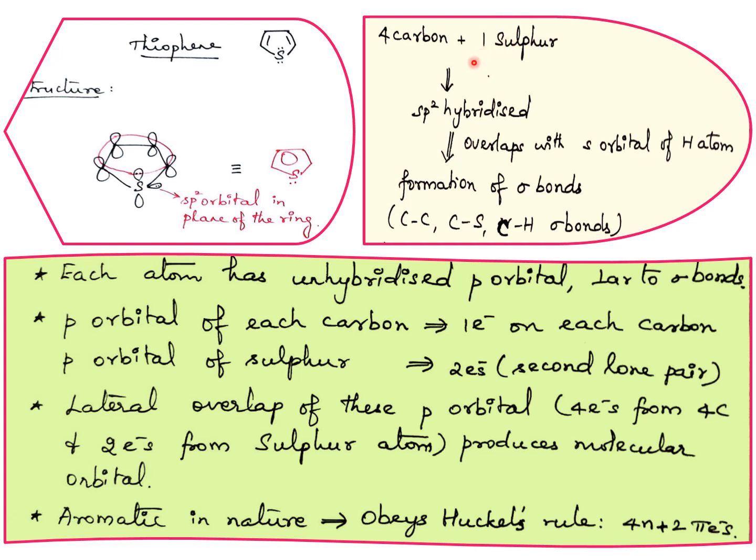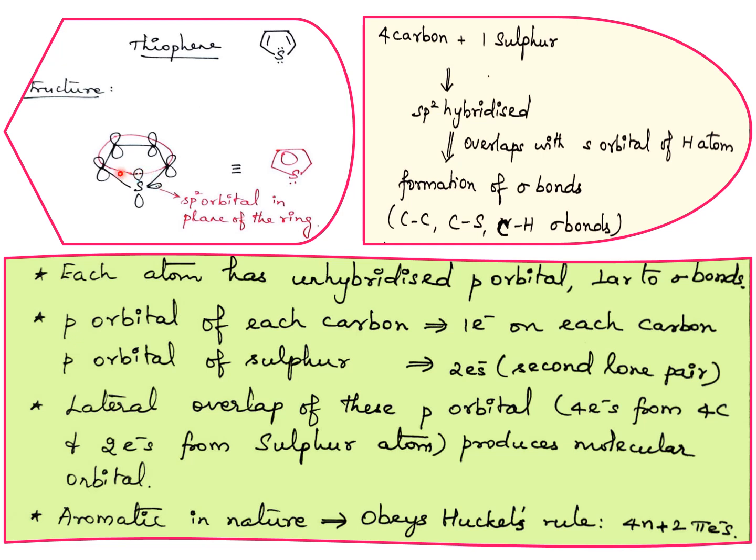These orbitals get hybridized to form sp2 hybridized orbitals, and these hybridized sp2 orbitals overlap with the s orbitals of hydrogen atoms, providing the formation of sigma bonds such as C-C sigma bond, C-S sigma bond, and C-H sigma bonds. Here each atom of thiophene still has an unhybridized p orbital, and the location of this p orbital is found to be perpendicular to the sigma bond. So the p orbital of each carbon has one electron, and sulfur has two lone pairs of electrons.